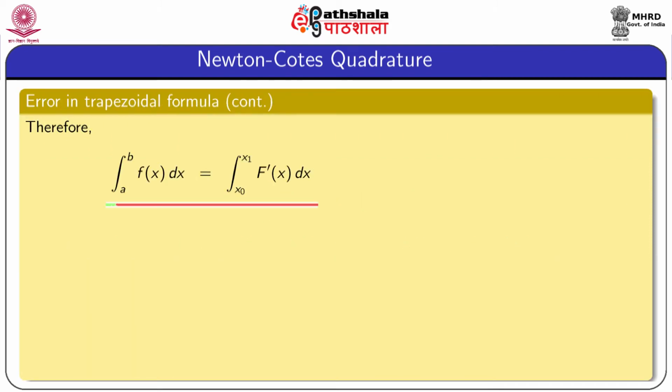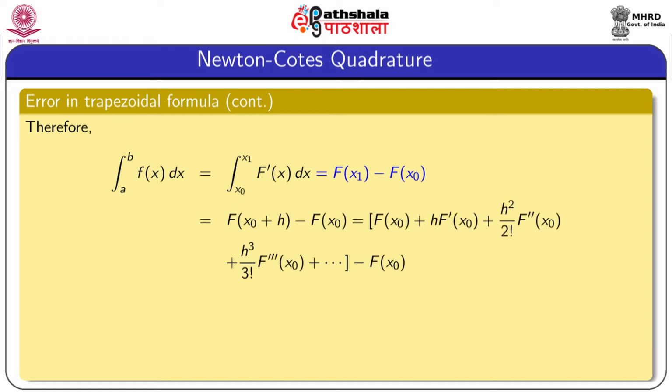Therefore, the integration from a to b of f(x) dx is equal to the integration from x0 to x1 of f prime(x) dx, which is equal to f(x1) minus f(x0), obtained by the fundamental theorem of integral calculus. After expanding by Taylor series, we obtain an infinite series, and after simplification it reduces to h times y0 plus h square by 2 y prime y0 and so on. That means equation 14 gives the exact value, in terms of power series expansion, of the integration from a to b of f(x) dx.